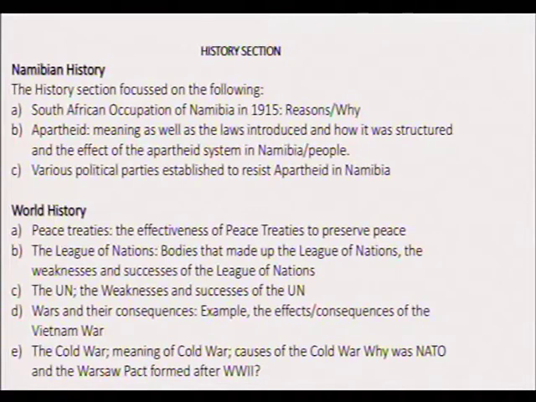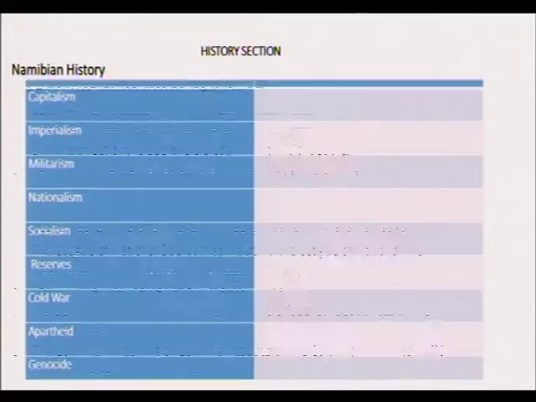Various political parties were established either to resist or fight apartheid in Namibia, so you have to know who those parties were, when they were formed, and what the reason was for forming these parties. Okay.